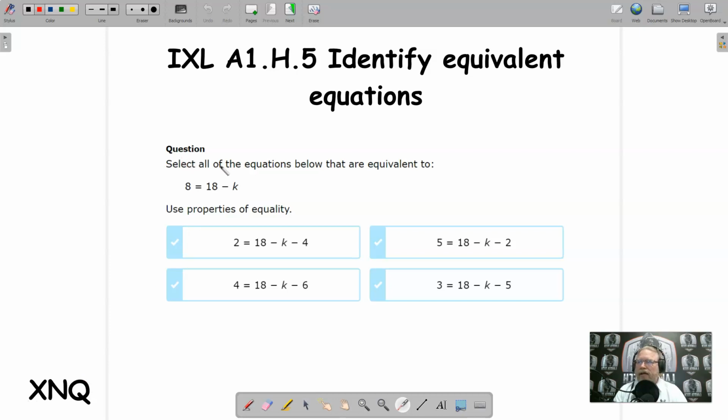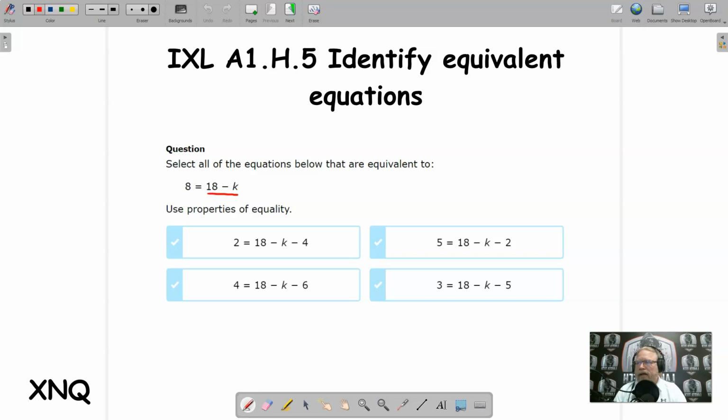So it says to select all of the equations below that are equivalent to 8 equals 18 minus k. And they want us to use properties of equality. Remember, properties of equality is all about what you do to one side, you have to do to the other side as well. So if we look at this here, let's identify what's the same.